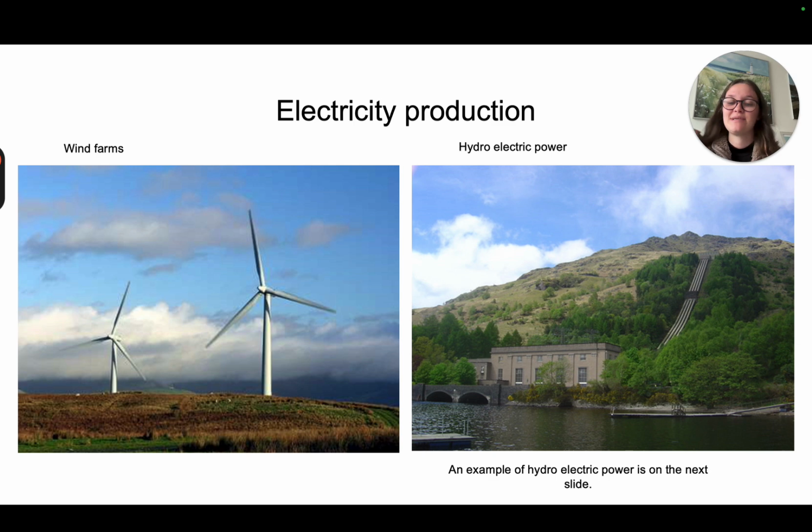Electricity production includes wind farms so that we can get wind energy from them, converting that kinetic energy from the spinning of the turbine from the wind to electricity. And then hydroelectric power. So again, very similar. Water flows through a turbine, which makes it spin, and so we get electricity from that too.